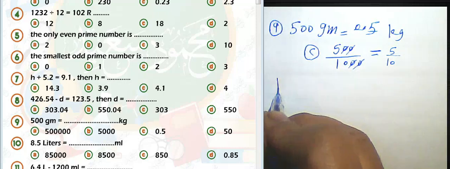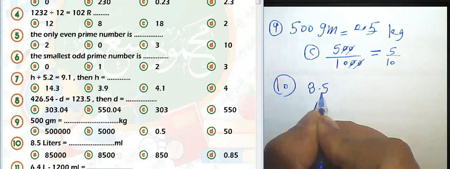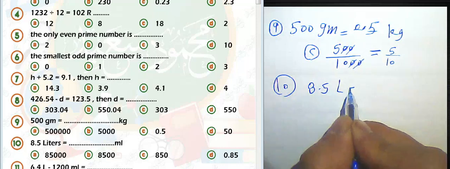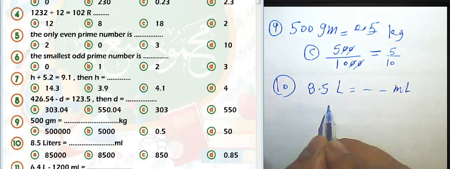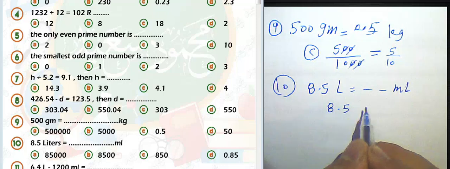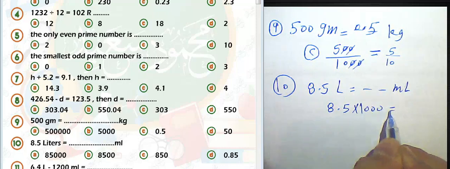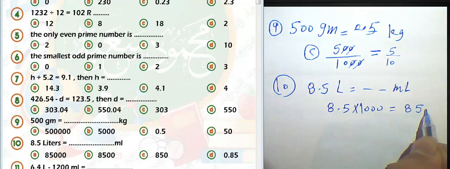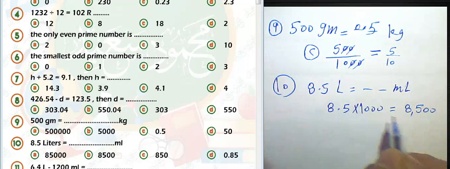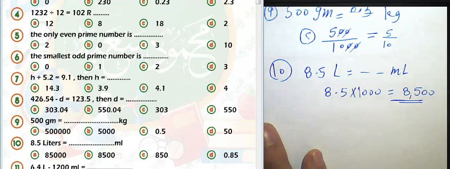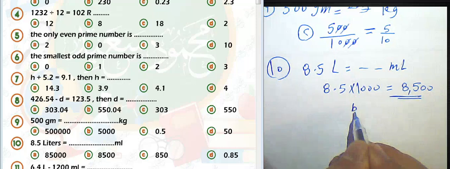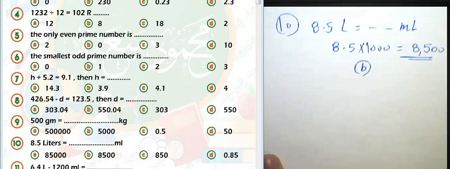Question number 10, 8.5 liter equals space milliliter. To convert from liter to milliliter, we must multiply by 1000. The result will be 8500. About question number 10, we must choose letter B.